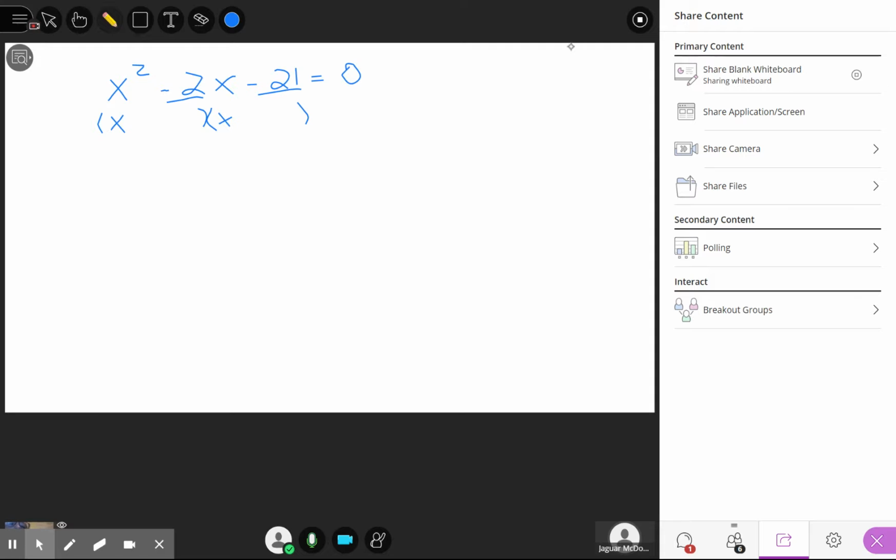So let's consider our factors of 21. We can do 1 times 21, 3 times 7, 7 times 3, 21 times 1. But in all of those, there's no combination of those with positives and negatives that would give us a negative 2. And 7 minus 3 is 4. 21 minus 1 is 20. But this is not going to factor.